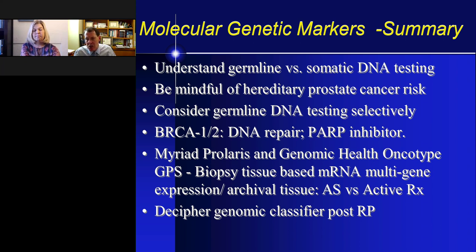But in the setting of Decipher for radical prostatectomy tissue, it's only for patients who have adverse pathology, meaning that if a patient has organ-confined disease after radical prostatectomy, his risk of recurrence is so low that you really do not need a molecular classifier to help you make clinical decisions, because you're going to observe that patient regardless. But if the patient has adverse pathology after surgery and you're trying to make a better decision between observing that patient or doing additional radiation, the Decipher test can be very useful, as the JCO article implied, to help make those treatment decisions post-op.